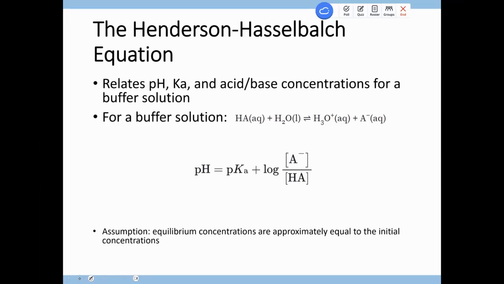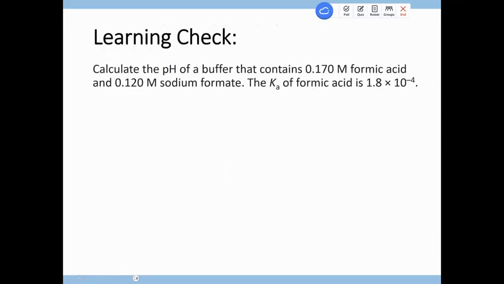Okay, so let's do this learning check example. We're going to calculate the pH of a buffer that contains 0.170 molar formic acid and 0.120 molar sodium formate. We have the Ka of formic acid. So we're going to use, of course, the Henderson-Hasselbalch equation. pH is pKa plus log of conjugate base concentration over conjugate acid concentration.